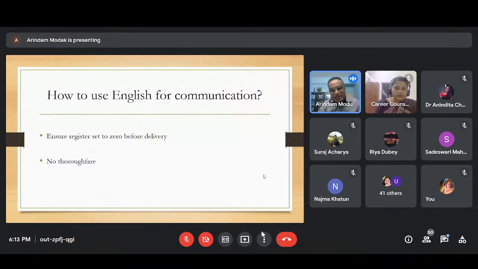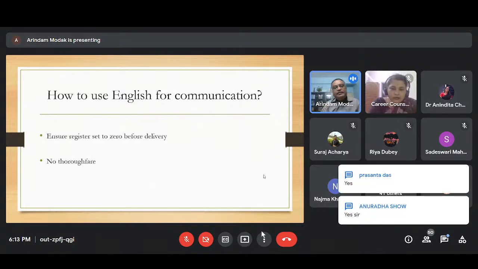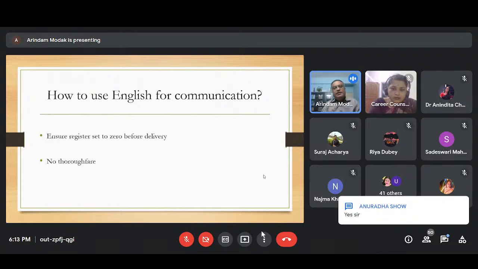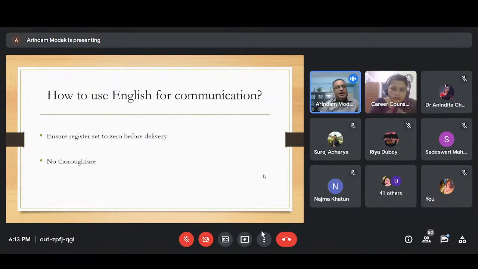What we want to do through this sentence, we want to make the customers cautious. We want to warn them. We want to make them aware that they should see that the meter is on zero before petrol or diesel is delivered to their vehicle. This is what we want to communicate. So instead of meter, we use the word register.